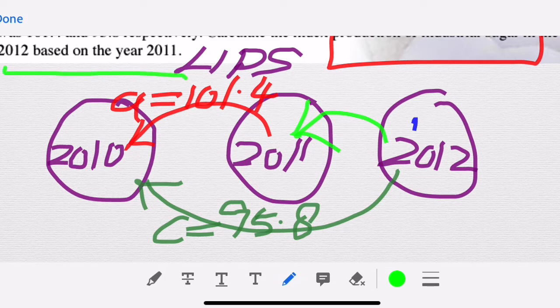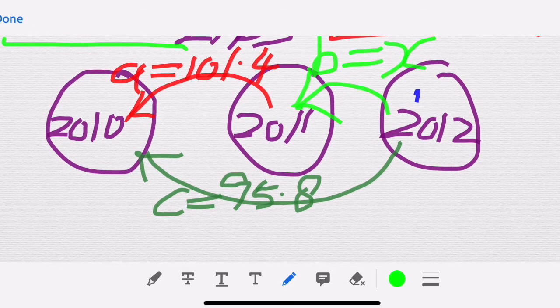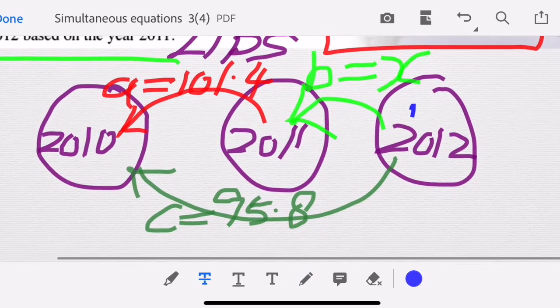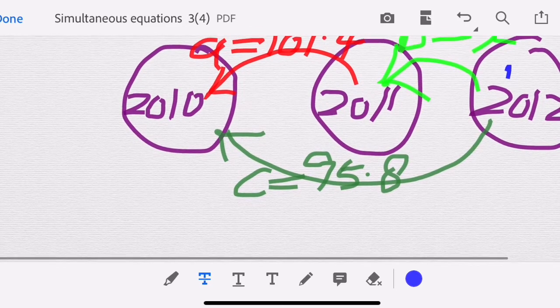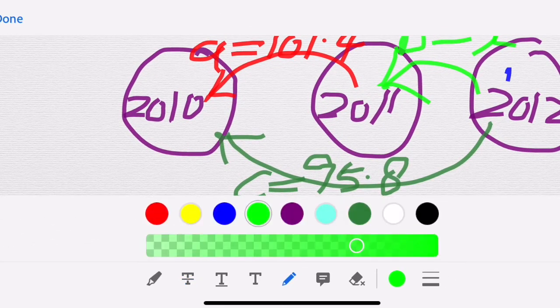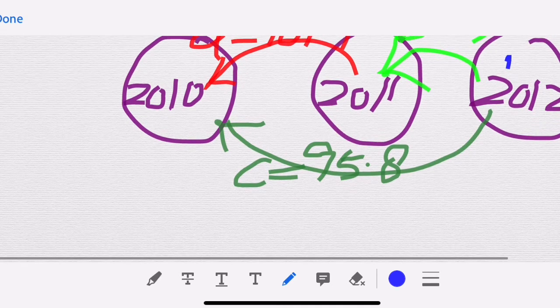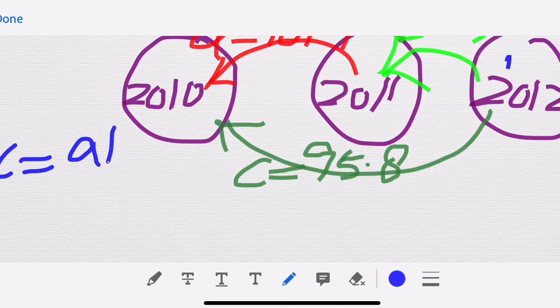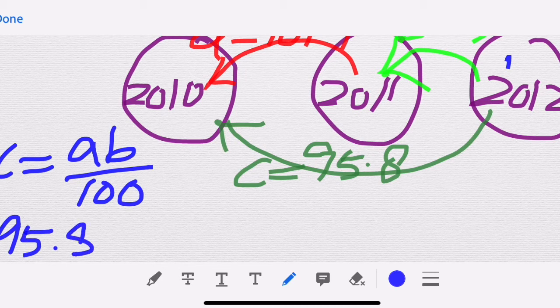So let's say this is B. Okay, we are going to solve the B, right? So you can call B as X, up to you. There's a B. So I'm going to find the B right now, which I call as X. So now I will write the relationship: AB over 100 equal to C, right? So let's write down. I use a blue pen. So C is AB over 100, right? So the C is 95.8, right?